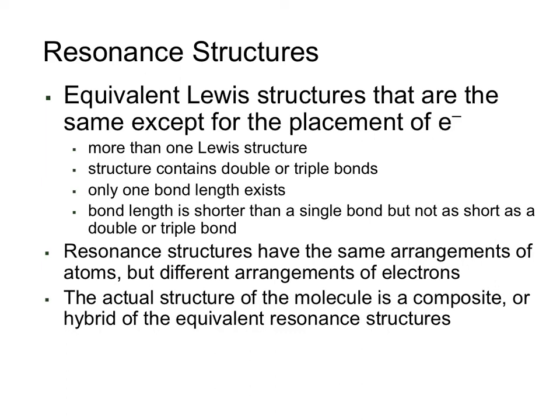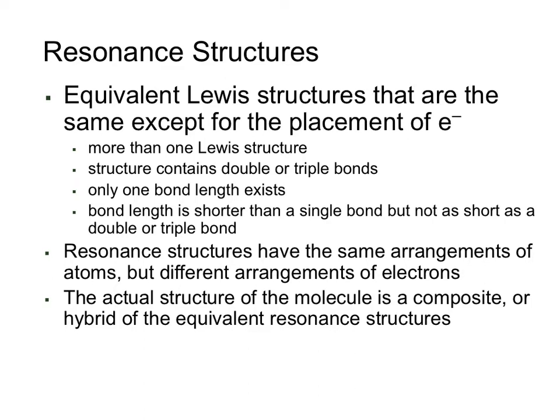In this video, we're going to explore the idea of resonance structures further. In the last video, we evaluated 3 different resonance structures of SCN- using formal charges. So here, we're going to look at resonance structures in more detail. Resonance structures are equivalent Lewis structures which are the exact same except for the placement of electrons.